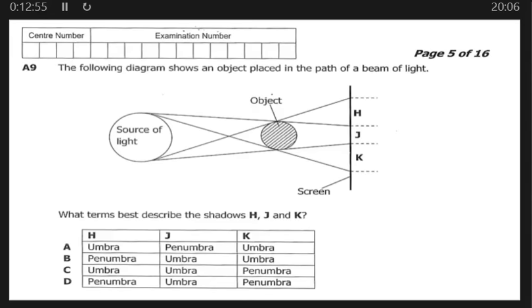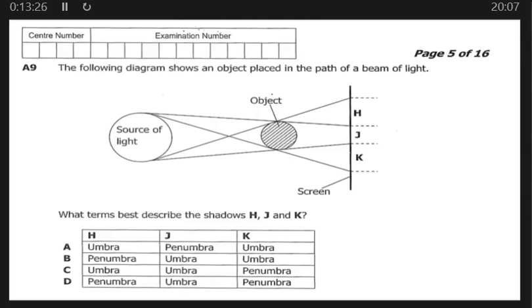So what you should know is that J will experience a total shadow, because most of the light coming from the source of light will be blocked by that object, all right? While regions like H and K will not experience total darkness. They will have some stray light reaching there. So they will experience partial darkness.